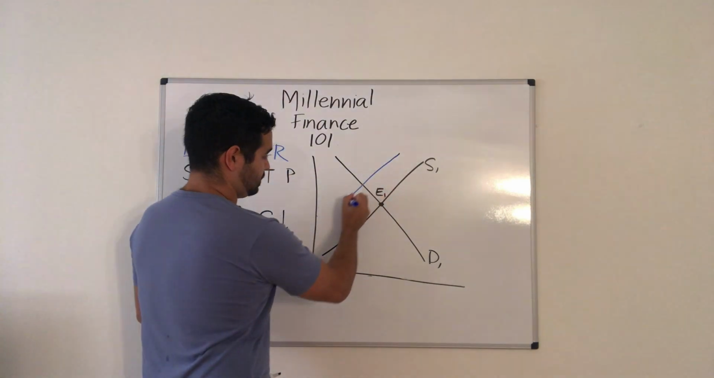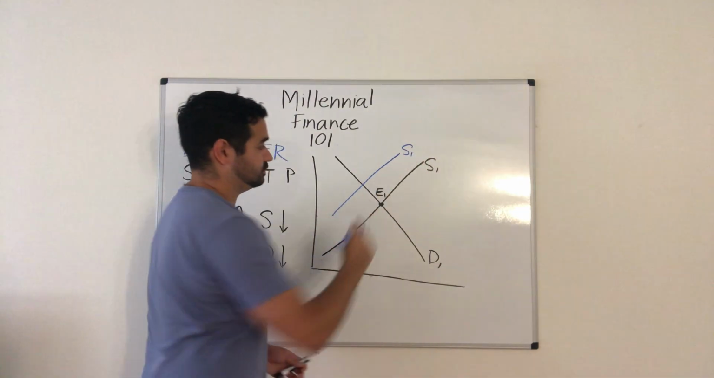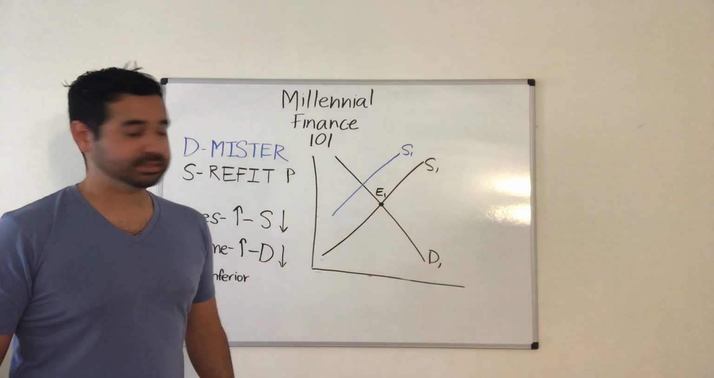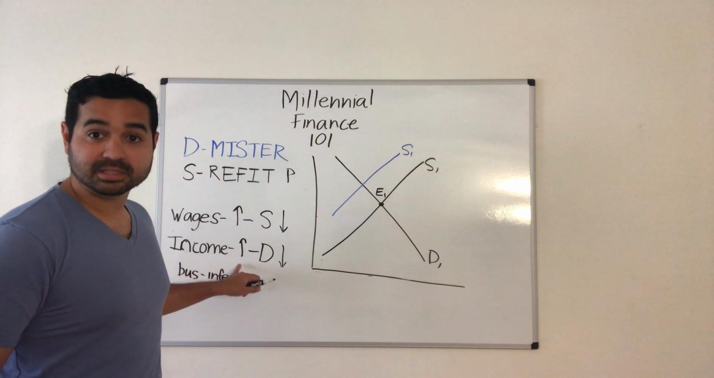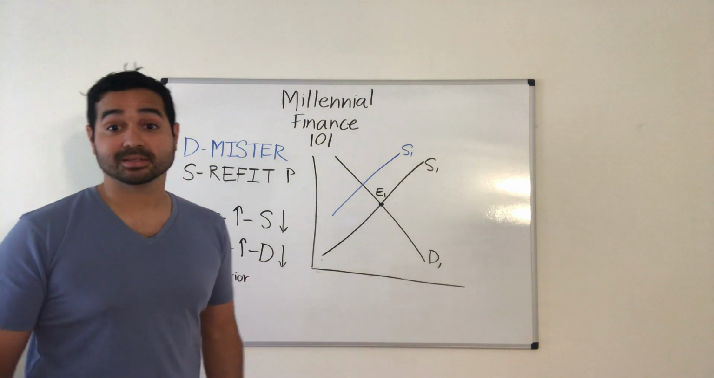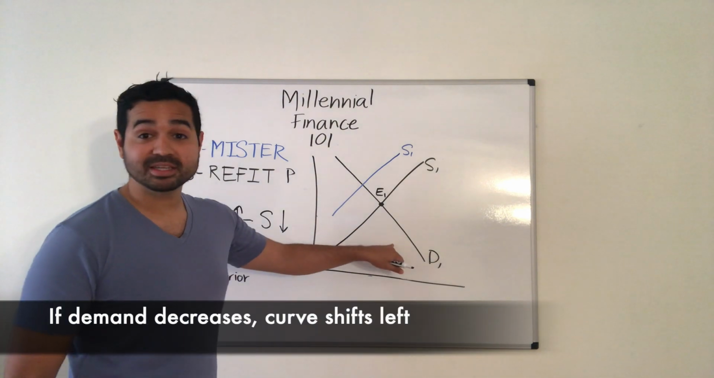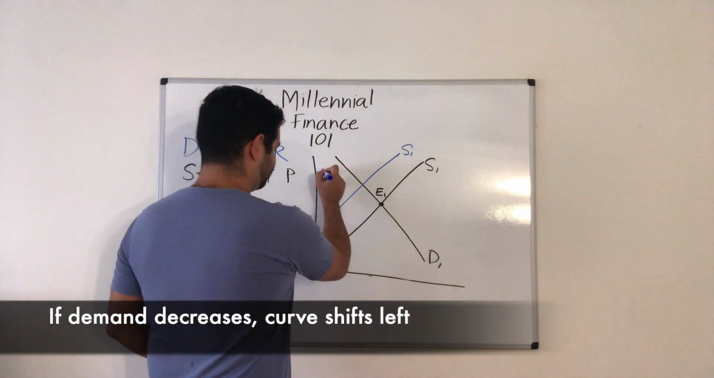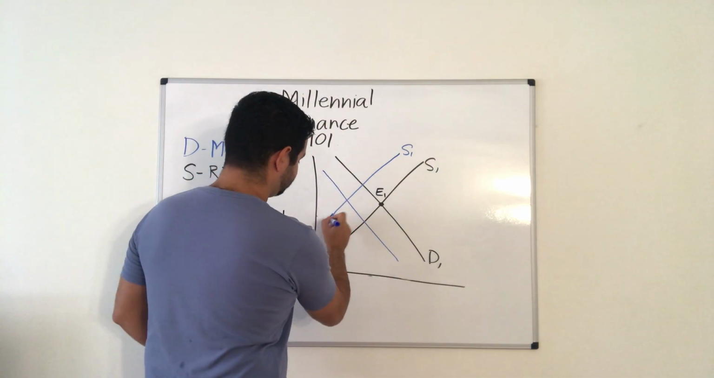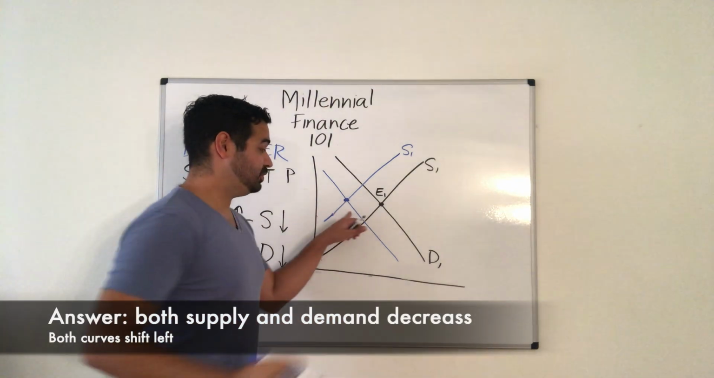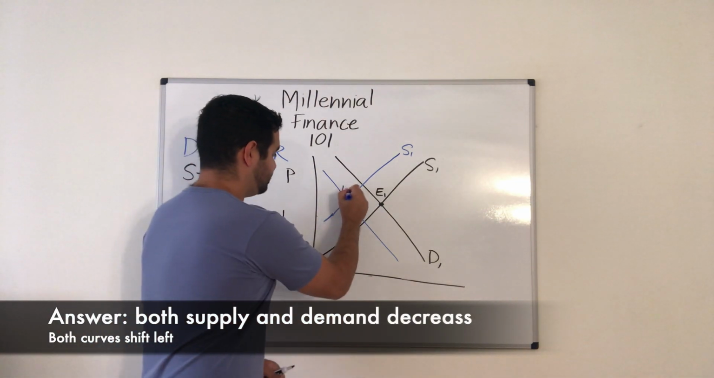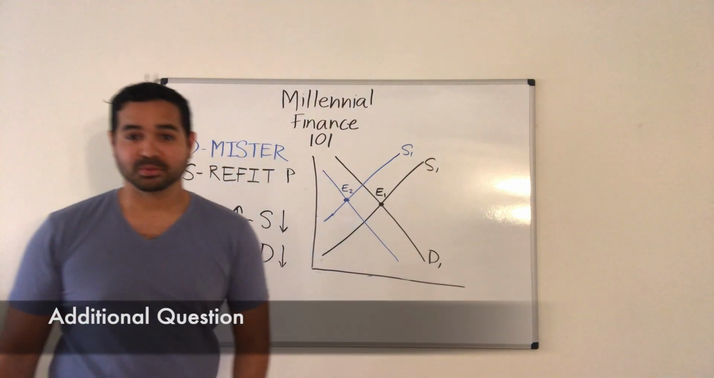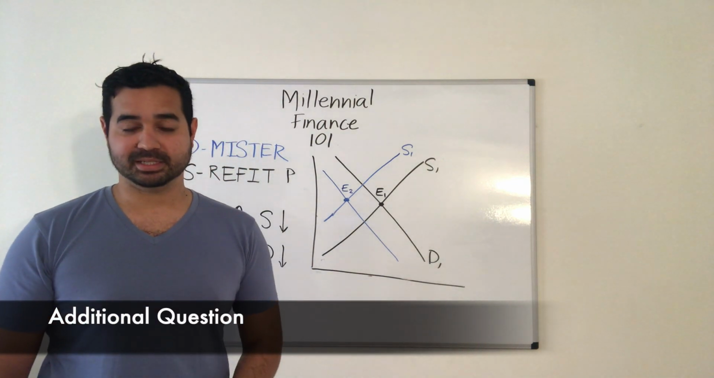So change the color. The graph moves to the left. If income increases, our demand for bus rides is also going to decrease. So this is also going to move to the left. And our new equilibrium point is right here. We'll call this E2. Now, what conclusions can we make about price and quantity?